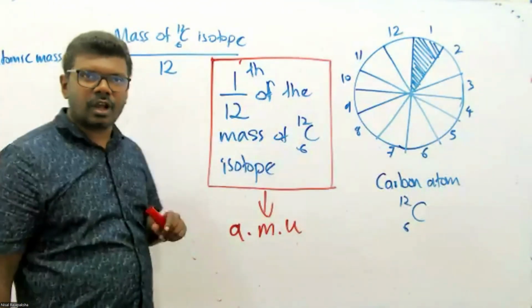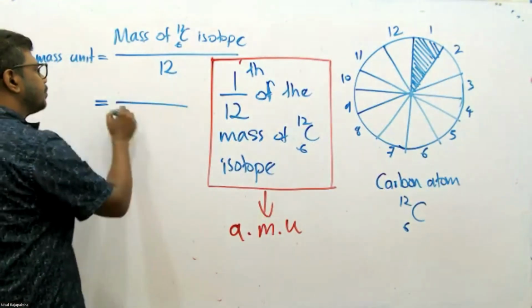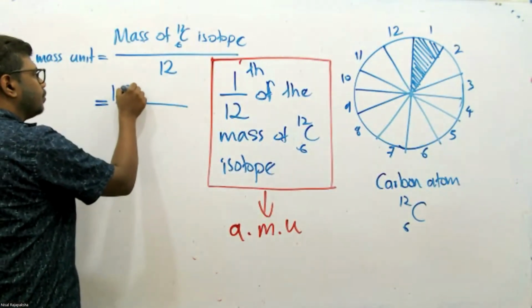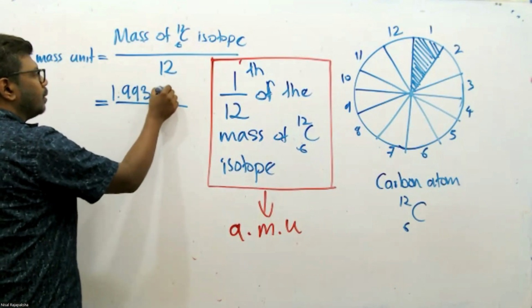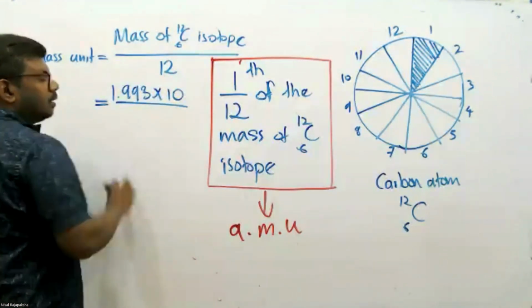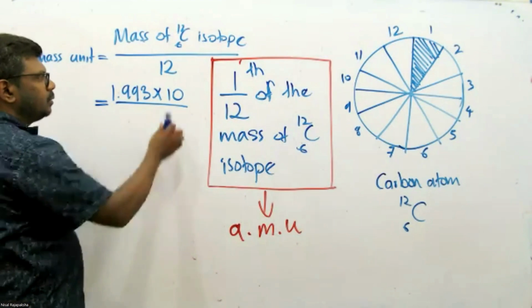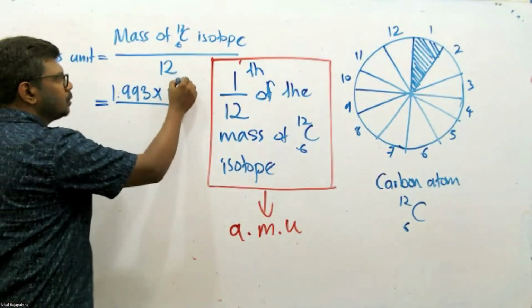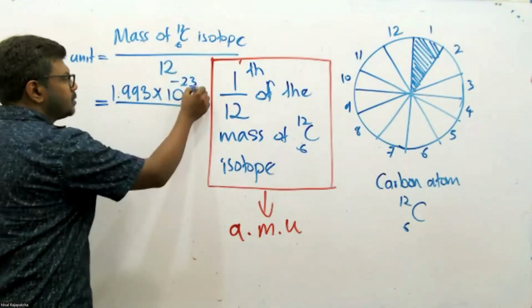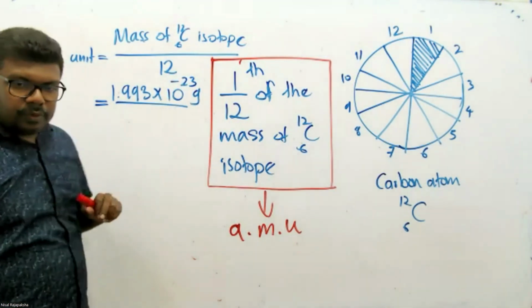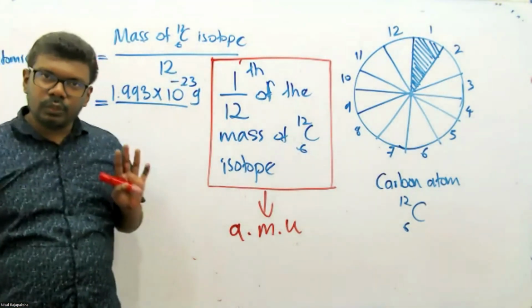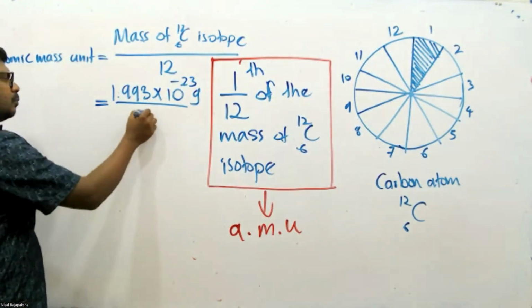What is the mass of a carbon atom? 1.993 multiplied by 10 to the power of negative 23 grams. Very good. 1.993 into 10 to the power minus 23 grams. So we are now dividing this value by 12.